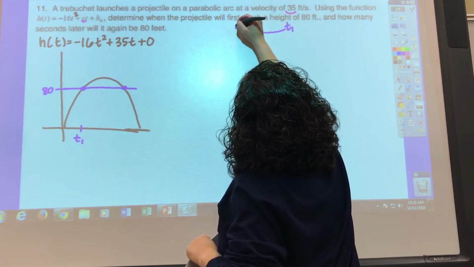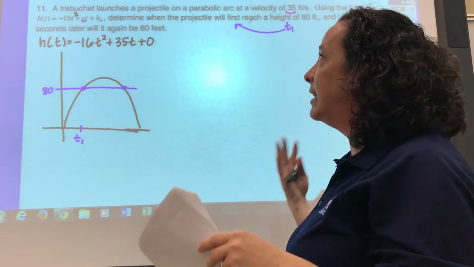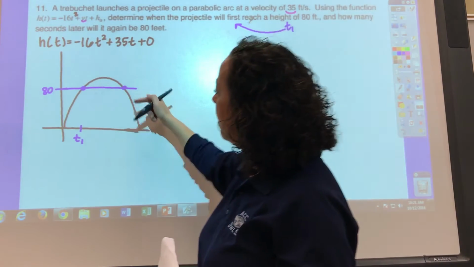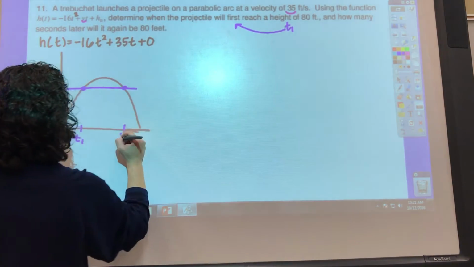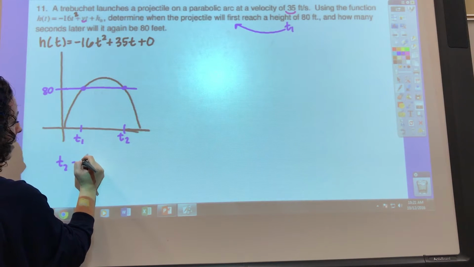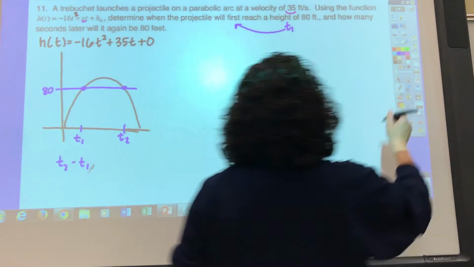So we need to find that, and this t sub 1 will answer this. When will it first reach a height of 80? But then it says, and how many seconds later will it again be 80 feet? So we're going to have to find this. But to answer the second question, we'll have to do t sub 2 minus t sub 1. All right, so hopefully you know the setup by now.